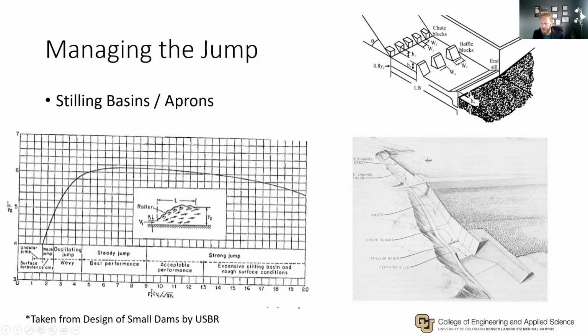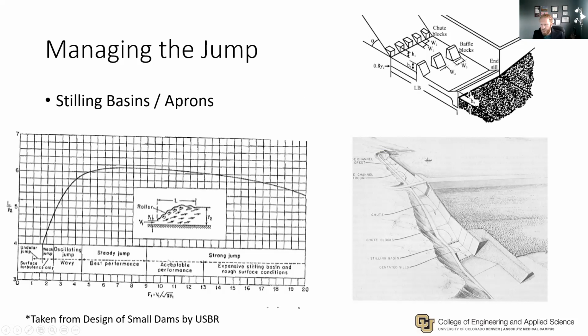This is an image of where we want to design the best performance. And as you can see, the best performance according to the design of small dams is between an upstream Froude number of 4.5 to 9. This graph is the length over the downstream height of the jump, and this is the Froude number.